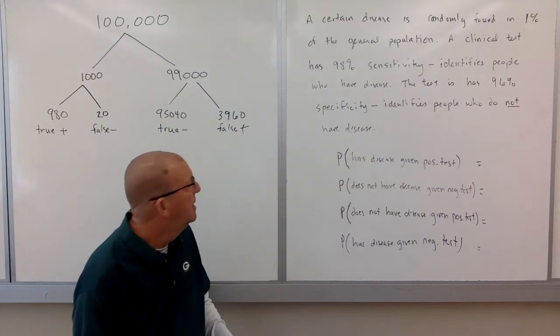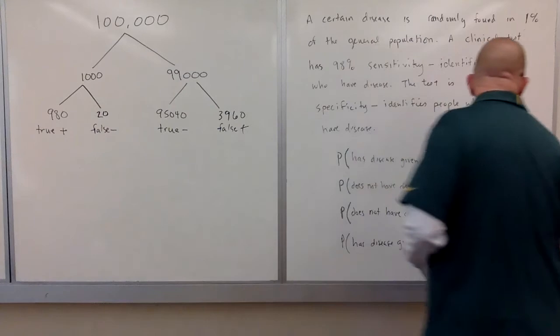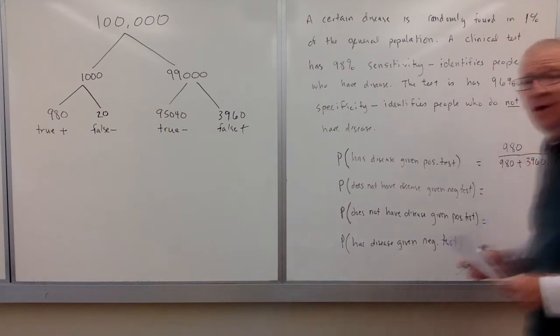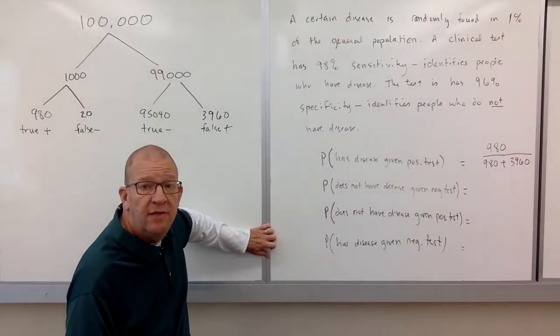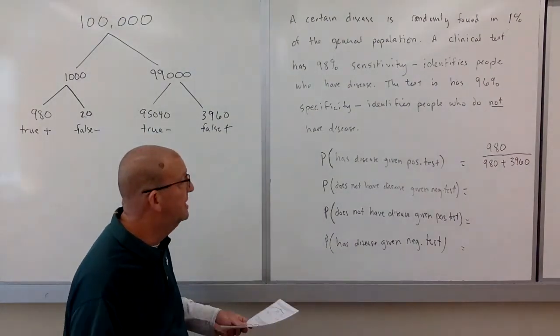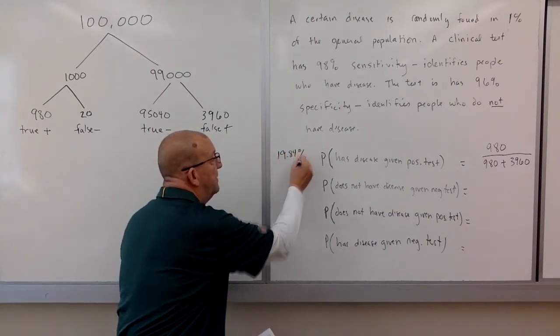All right. Probability you have the disease given a positive test. Well, there's 980 people who have the disease. What's our denominator? Our denominator are the positive tests. So there's 980 positive tests for that group, but there's another 3,960 positive tests that are false. And that's how this works. Okay? When we do this, this comes out actually to be 19.84%.